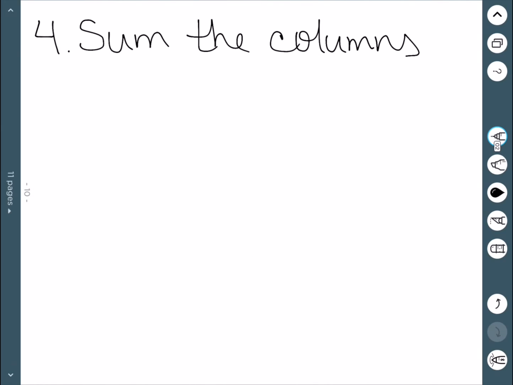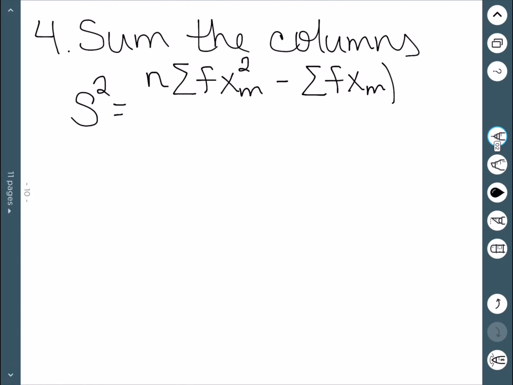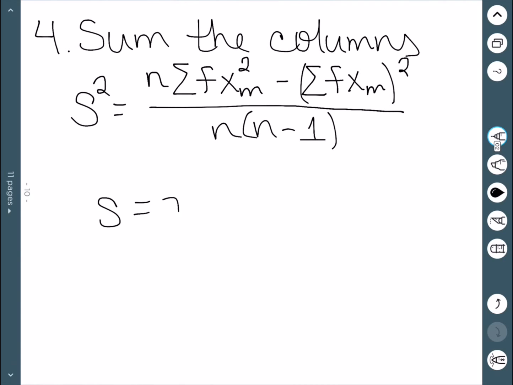Then we're just going to sum the columns. We'll add up the columns. We get that our variance here is then n times the summation of f times x sub m squared, minus the sum of f times x sub m, all squared, all over n times n minus 1. And if we want our standard deviation, we just take the square root of this value.